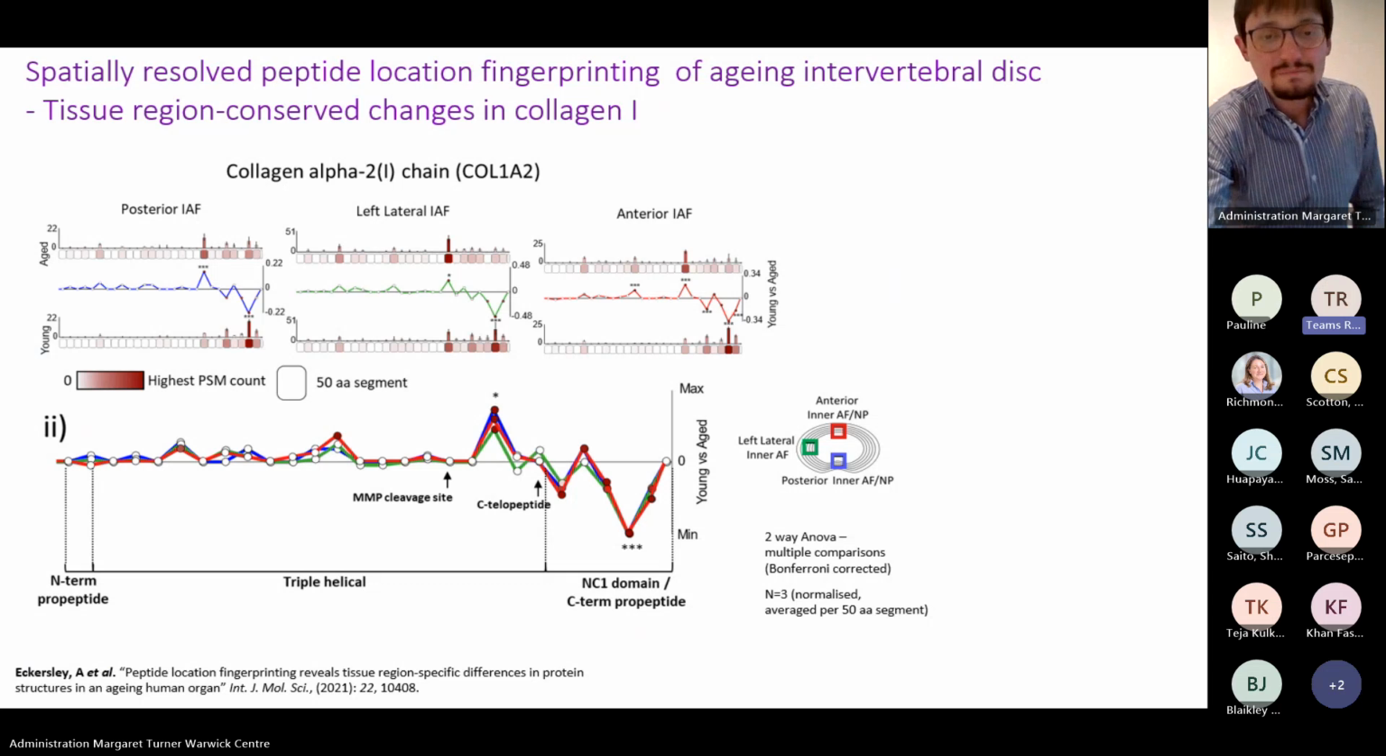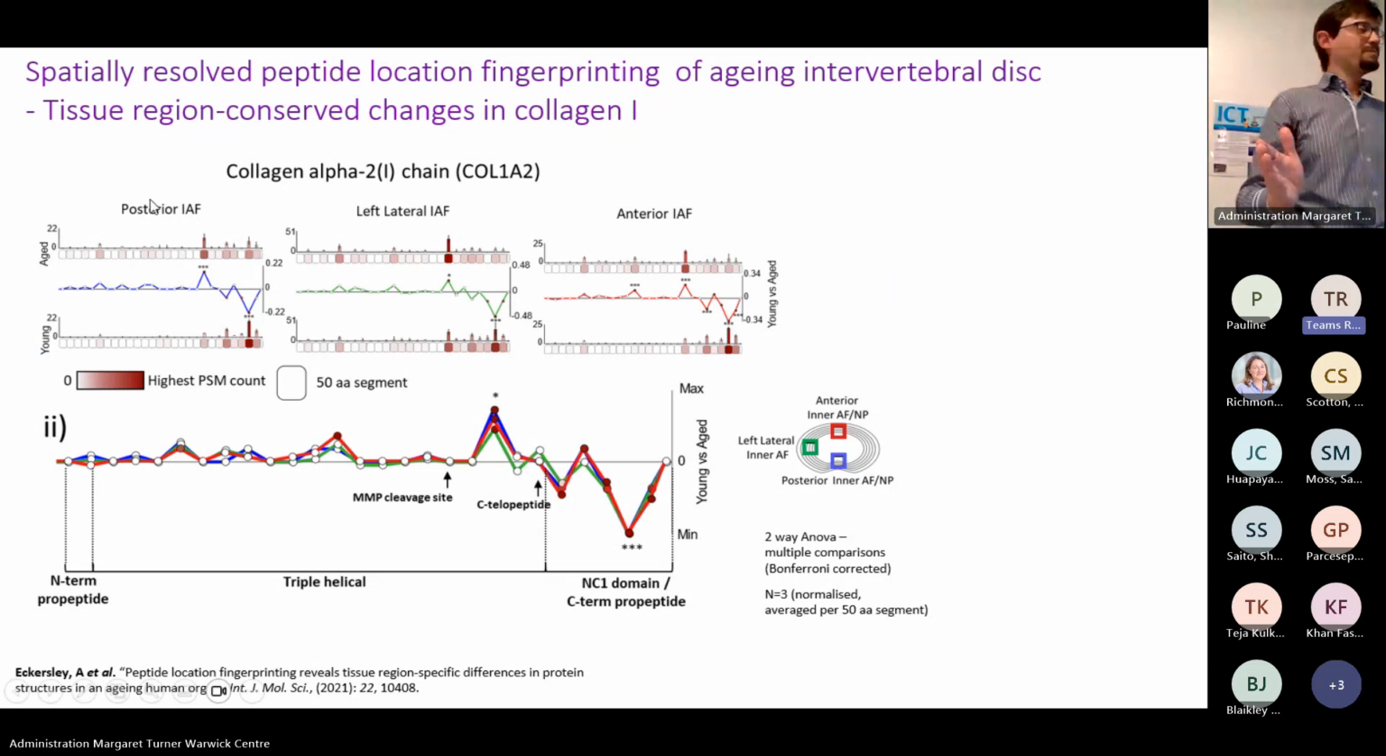The first thing you'll notice is that regardless of where we sampled it from, we get the exact same pattern, right? It doesn't matter whether it's posterior, left lateral, or anterior, we see the same changes in aging.